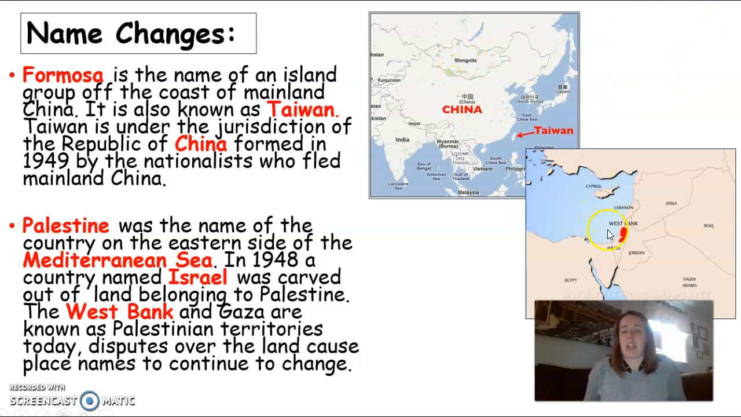Another example of a name change is in the Middle East. Now, if we look, we can see this little red area right here in the Middle East. Palestine was the name of a country on the eastern side of the Mediterranean Sea. In 1948, a country named Israel was carved out of the land belonging to Palestine. And so the West Bank and Gaza are now known today as Palestinian territories. So this is another example of a name change as well as a disputed area, because this is still an area of conflict over where the boundaries are and who rightfully has access to the land.